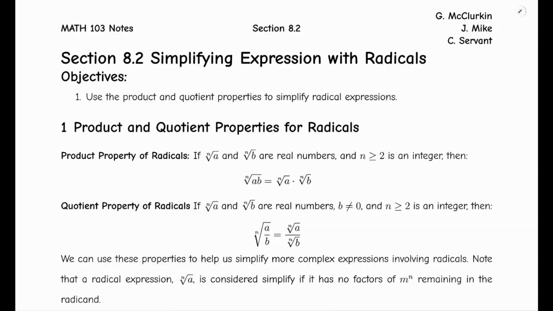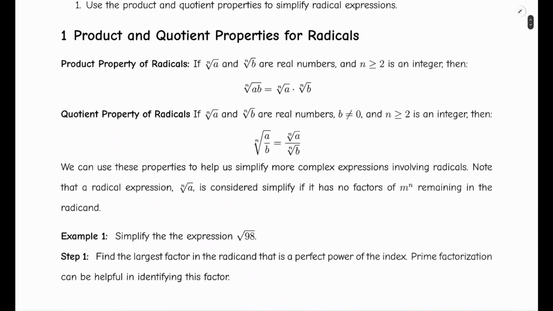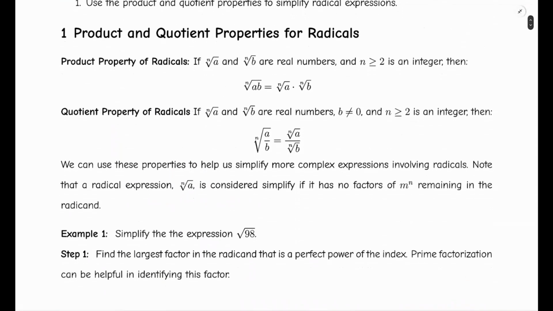Quotient property of radicals. If the nth root of a and the nth root of b are real numbers and b is not equal to 0, and n is an integer greater than or equal to 2, then the nth root of a divided by b is the nth root of a divided by the nth root of b.